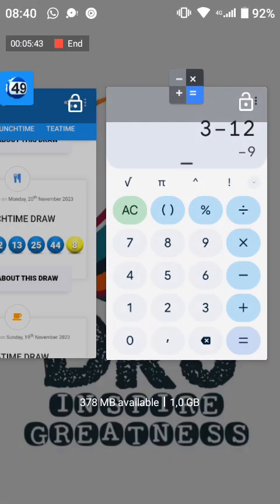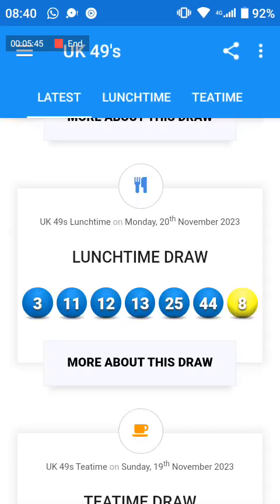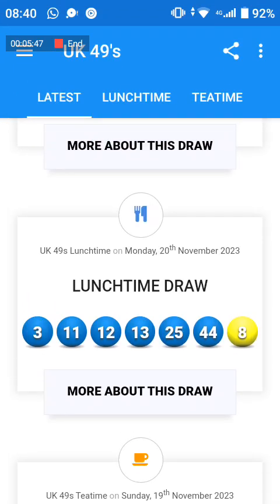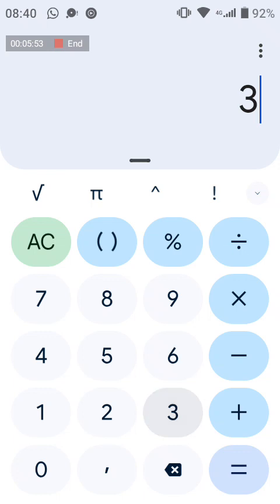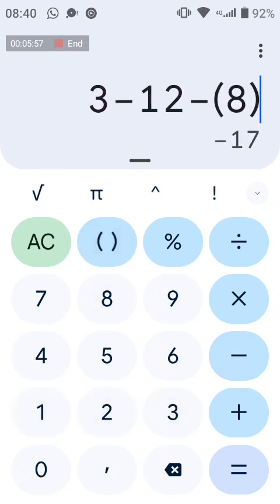Let us go and check if 3 and 12 played yesterday on tea time. We have 3 and then we have 12, we have 8. I've calculated 3, 12, and a bonus ball of 8. Just imagine, Panthers. What a feast. So, Panther, I've told you, maths works wonders for me.